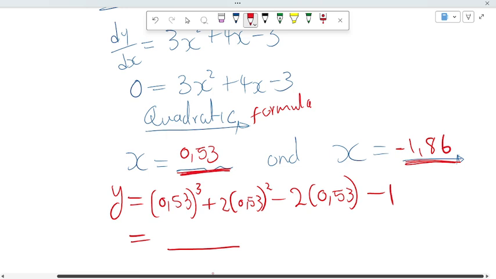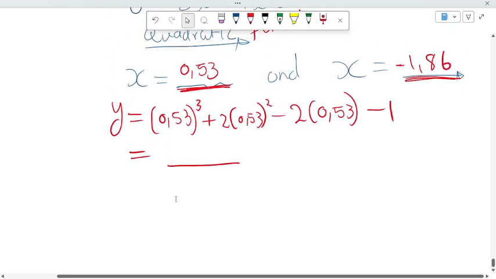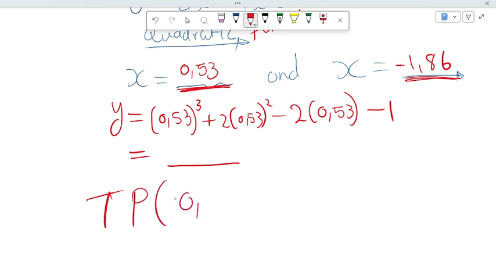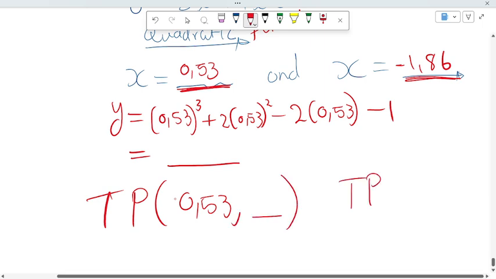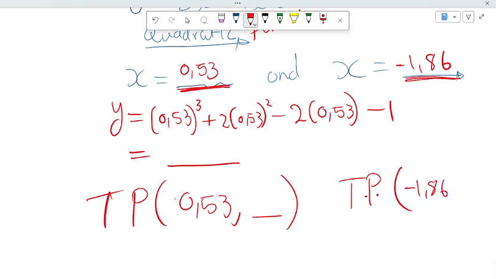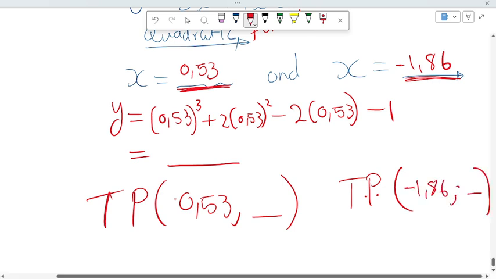No, I'm not saying calculate, I'm just saying this is how you do it. So with that, you say the first turning point is at 0.53 and then the y value. And the next turning point is negative 1.86, and then you put the y value for it.